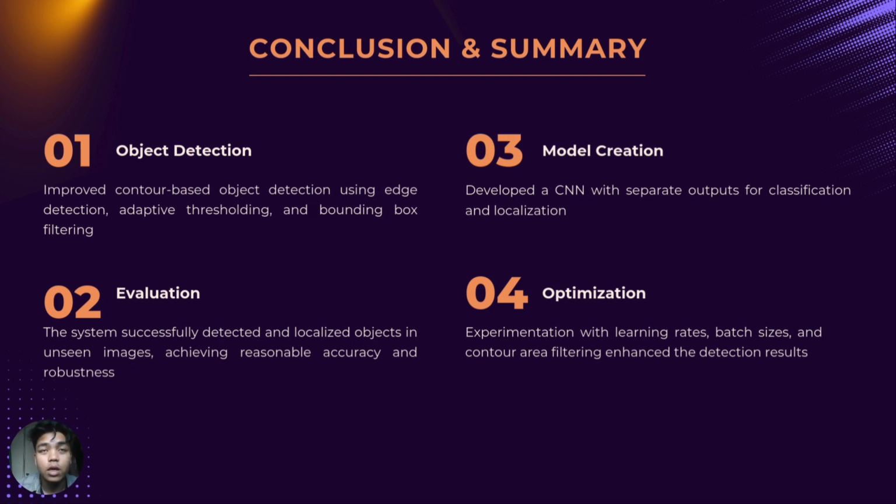In conclusion, the project highlights the benefit of integrating traditional image processing with deep learning. This has been done to achieve efficient object detection. While the system performs well, it also opens avenues for future enhancement, such as incorporating larger and more diverse datasets, exploring transfer learning, or employing more advanced architectures.